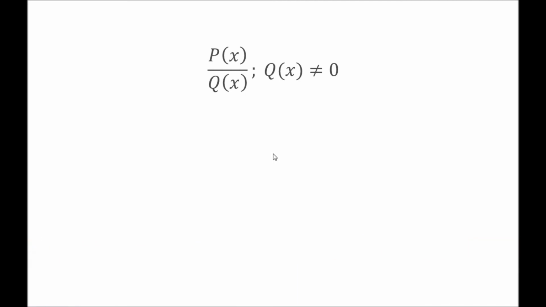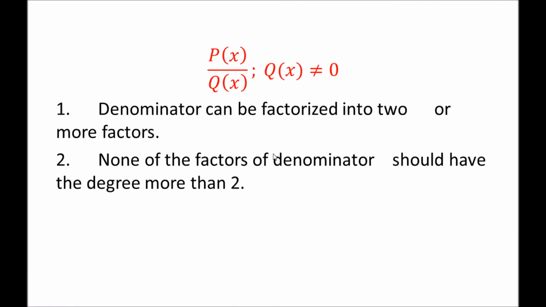is not equal to 0, and the denominator can be factorized into two or more factors, provided none of the factors has degree more than 2. That is, we cannot have any factor whose degree is greater than a quadratic polynomial.